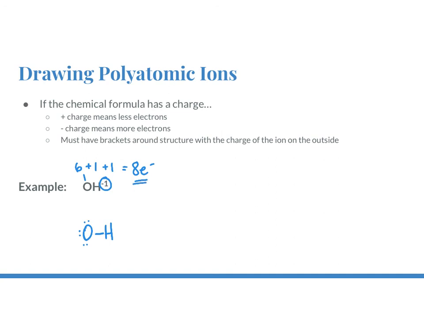So that matches my 8 electrons that I should have. The last thing, as we do with anything that we're doing stuff with ions, I need to draw brackets around my Lewis structure, and then I have to put the charge on here. So just like we do with most of the things that we draw with ions, you have to make sure that you have brackets and then the charge of the ion on the outside.